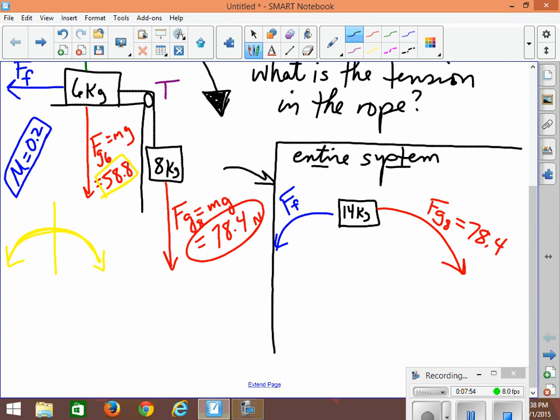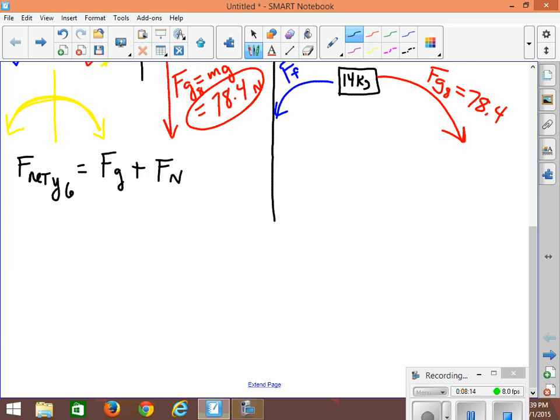So let's quickly examine that and do a sort of Fnet in the y direction. And we're only looking at the 6 kilogram block. And we can see that there is a force of gravity down and there is a normal force going up. Now, as I said, there is no motion, no acceleration up or down on this y-axis. That block is only going to move sideways, isn't it? Which means that its acceleration in the y direction, the up and down direction, here and here, has got to be 0. And then the gravity force that was acting on it, we saw was 58.8.